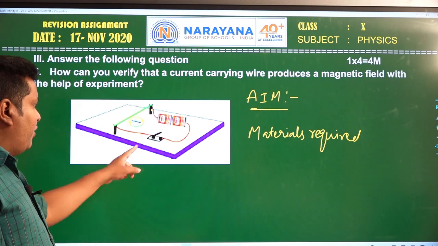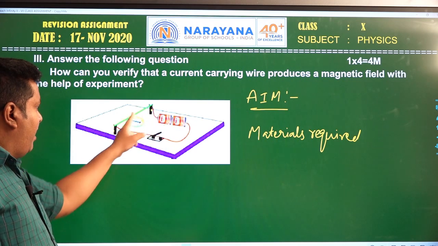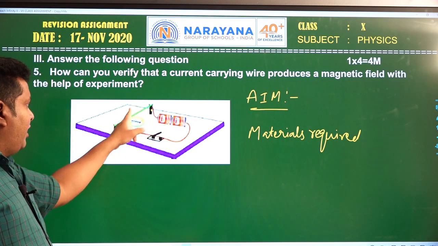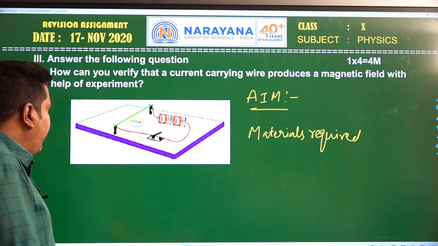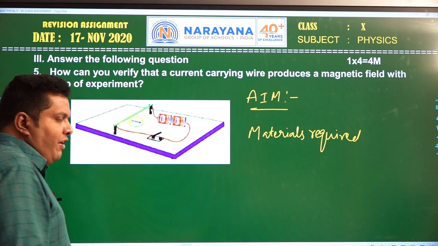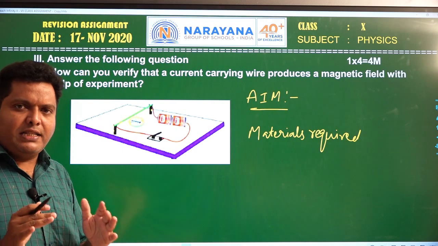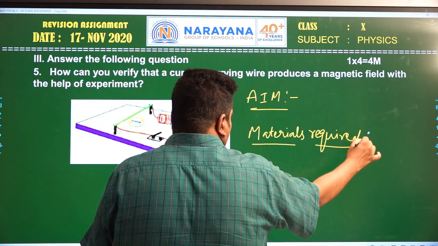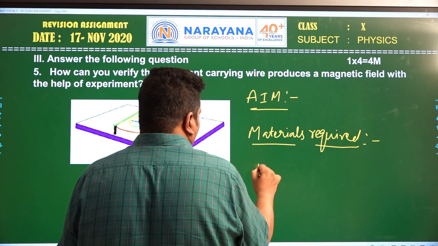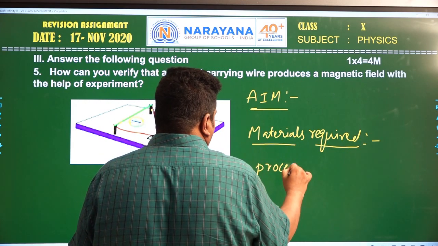Again I am telling: thermocol sheet, plug key, battery, two wooden slits, and 24 gauge copper wire. These are connecting wires. This green colored part is a 24 gauge copper wire. These are the materials required to do this activity. Now the third point is the diagram; you already know, you draw very well.